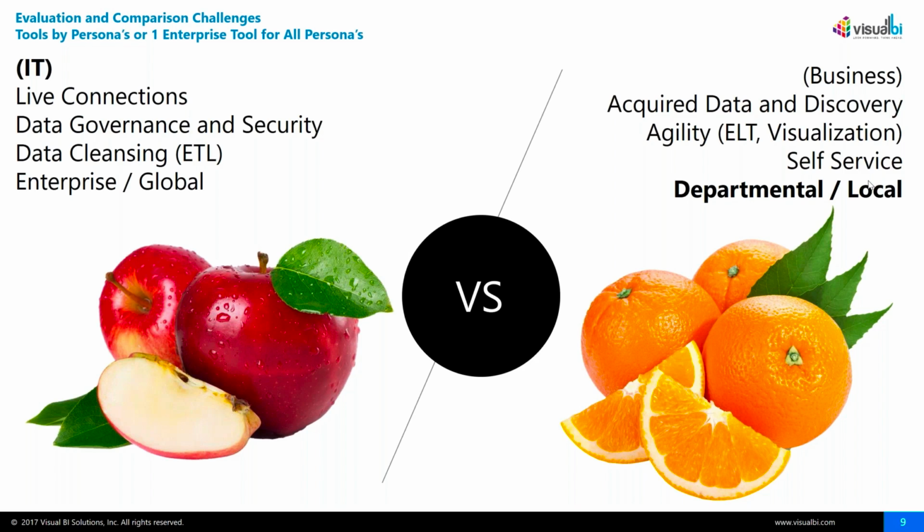They want to make sure they have the best solution for their department or even for their locale. They want self-service. So they don't really care about whether it is live data. If acquired data enables them easier discovery, they want to go with it. So you can see the requirements themselves are so diverging. So how do you come up with a strategy?